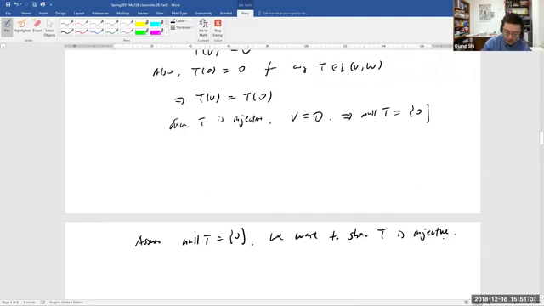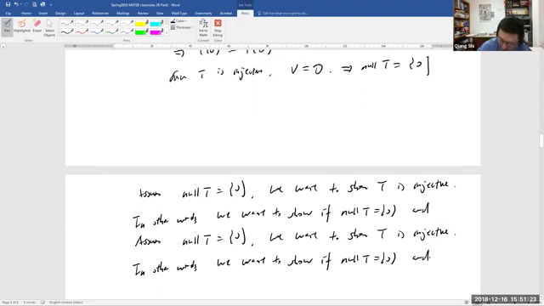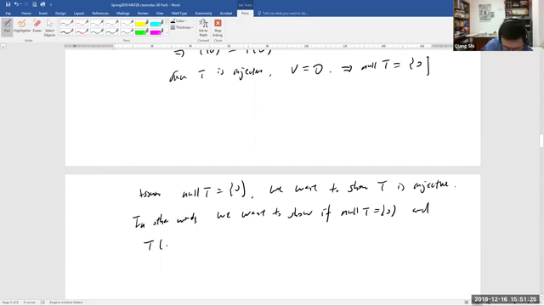So what do you mean the null T is injective? In other words, we want to show that T is injective, which means if you assume that T of u is equal to T of v, then u and v always equal each other. No other possibilities. So that means T is injective.